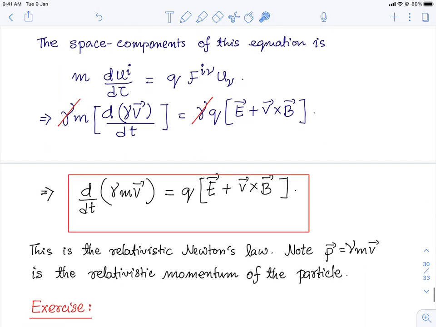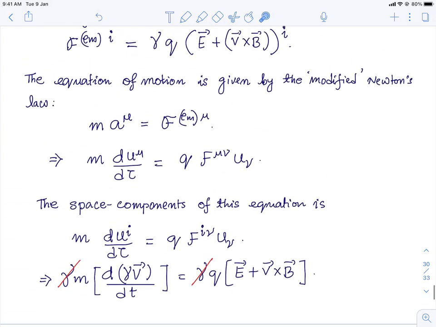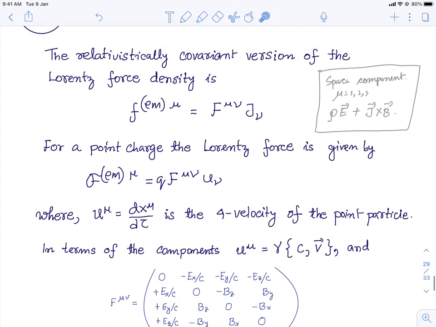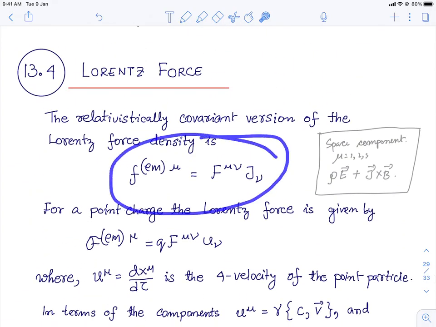But the bottom line remains that Newton's law is modified because of this factor gamma inside. And if you can identify this object gamma mv, this was nothing but the momentum for a relativistic particle. In the non-relativistic case, this gamma is close to 1, and then we have the usual equation to solve for, Newton's law, where a charged particle is experiencing a force in terms of electric and magnetic fields. So the bottom line is we have identified the Lorentz force. This is the force density, and this is the Lorentz force for a point particle. That is the covariant nature of the Lorentz force.